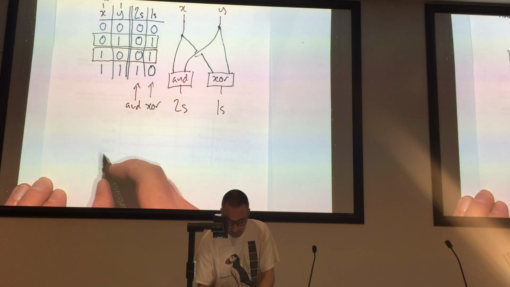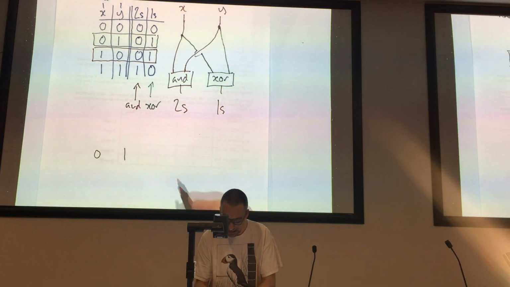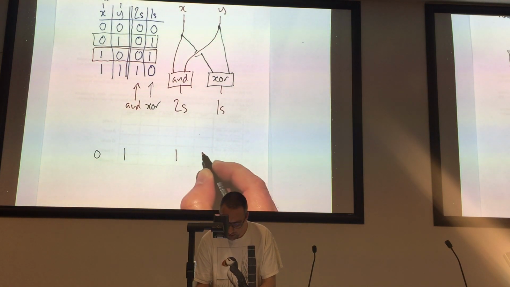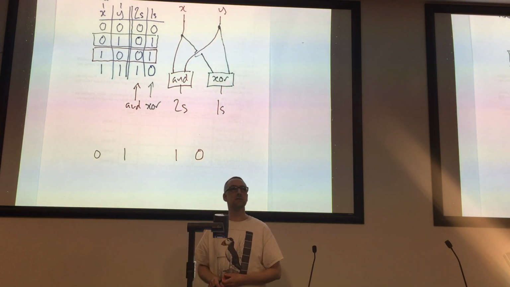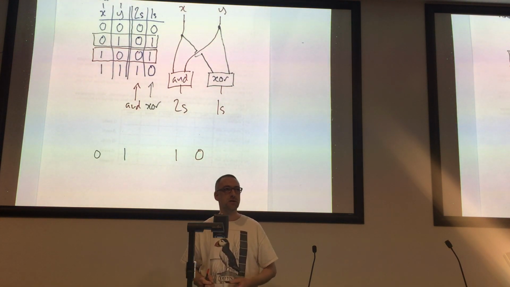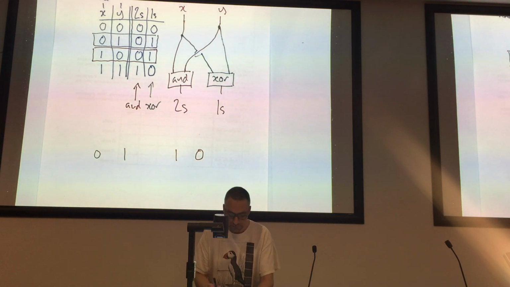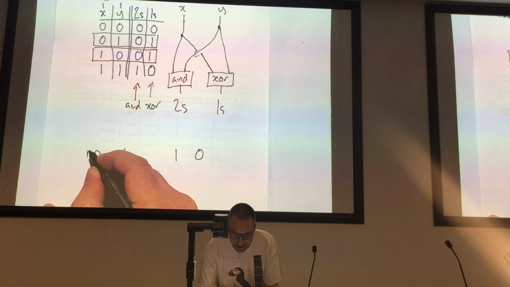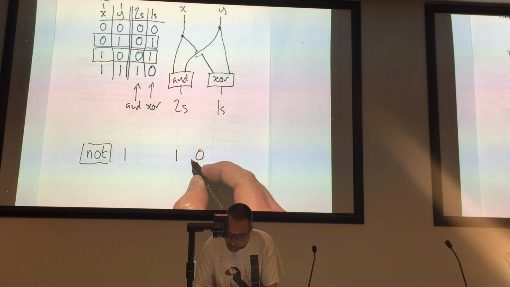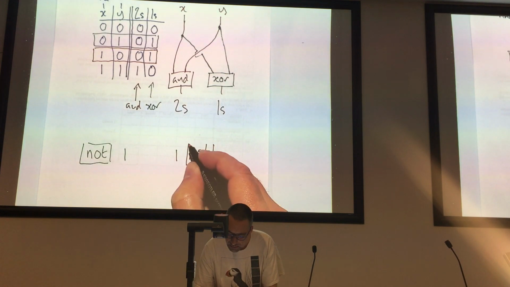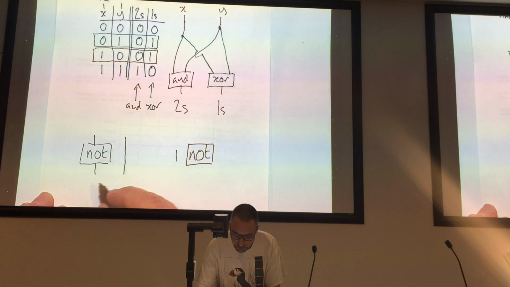So we can have a detector for the bit pattern 0, 1, and a detector for the bit pattern 1, 0. Those are the bit patterns we are interested in. Does everyone see why? They're the ones that give us a 1 out. Now, remember how to build a detector for a bit pattern. You turn the zeros into NOTs, and the 1s into wires, and wire them together with AND.